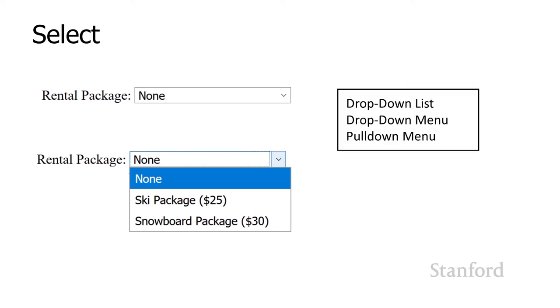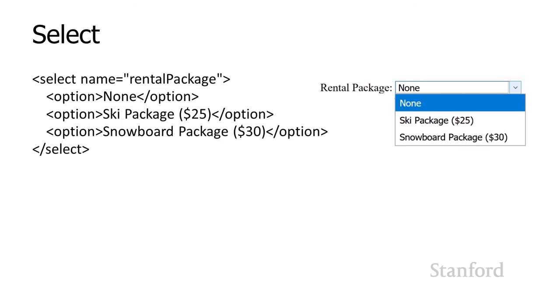This idea where I click on something and then the menu appears has a bunch of different names. You may hear it referred to as a drop-down list, a drop-down menu, or a pull-down menu. But in HTML, this is just referred to as a select. And here's how I actually create it. You can see that there's a select tag with a start and end tag, and then a bunch of different options, where the options are their own individual elements.